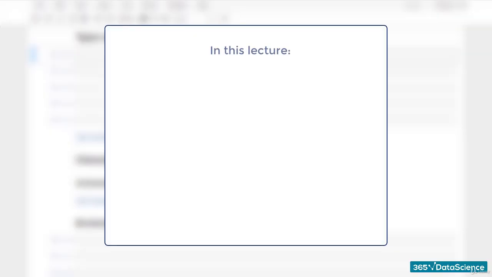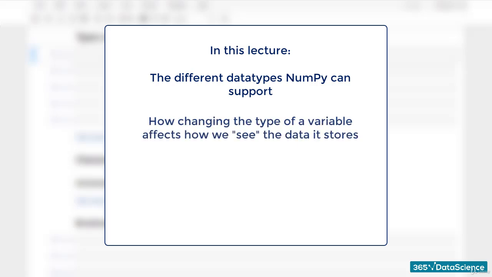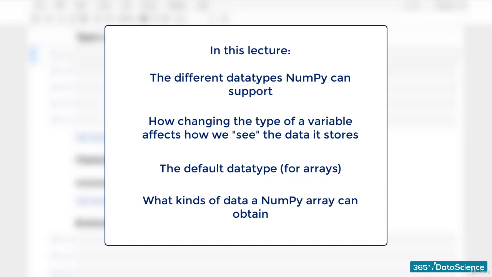Welcome back. In this lecture, we'll talk about the different data types NumPy can support and how changing the type of the variable affects how we see the data it stores. We'll begin by examining the default perception of a dataset if a type isn't specified. Then we'll discuss what kinds of data a NumPy array can obtain, before finally going through some examples.